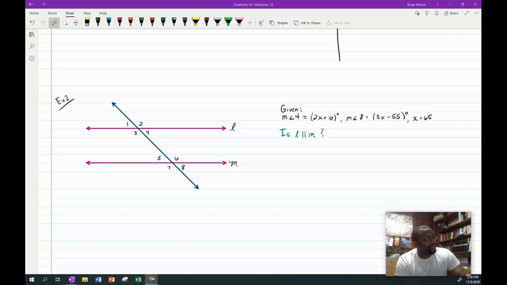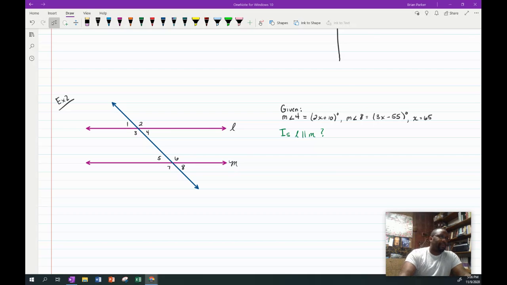And this is obviously a transversal coming through here. That's a transversal no matter what. And I'm giving you some information. I'm telling you the measure of angle 4, over here, is 2x plus 10 degrees, and the measure of angle 8 equals 3x minus 55 degrees, and x equals 65. And the question is, is L parallel to M?